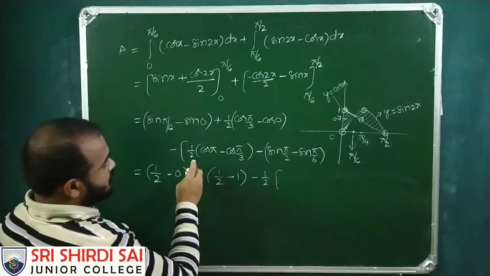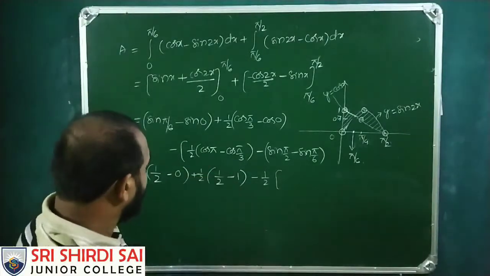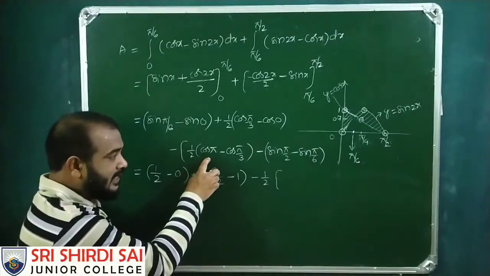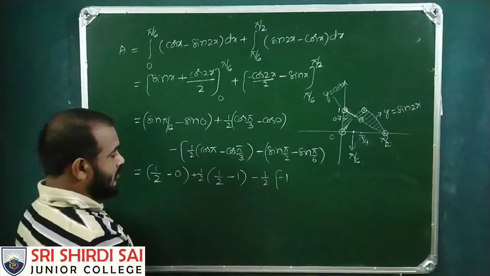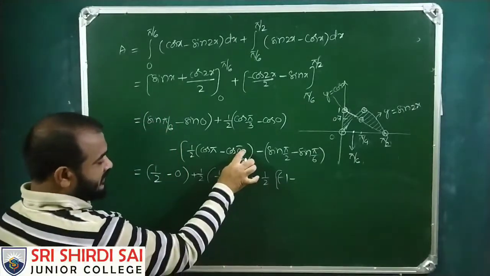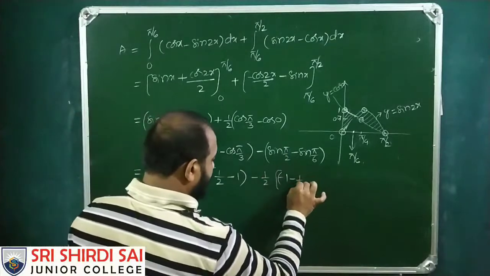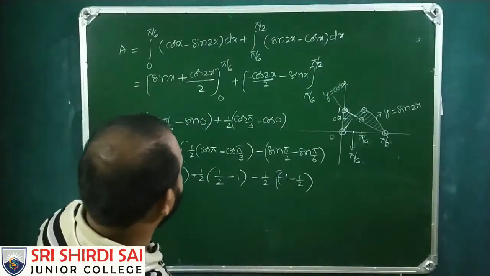So minus 1 by 2 into cos pi, cos 180, cos 90 plus 90, minus sin 90, so minus 1. Okay, minus cos 60, again 1 by 2. So this is over.